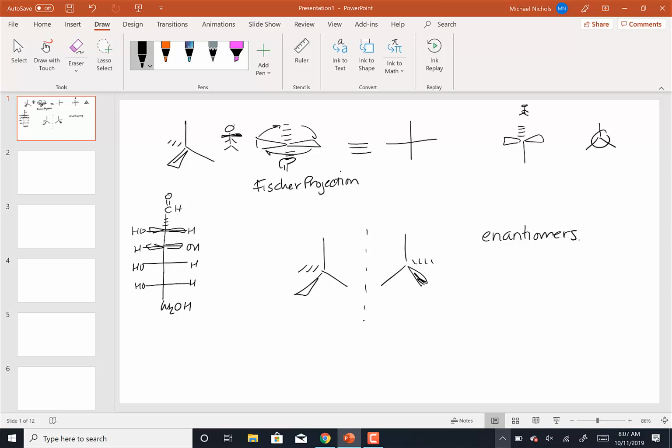Okay. So enantiomers, the definition would be non-superimposable mirror image isomers.